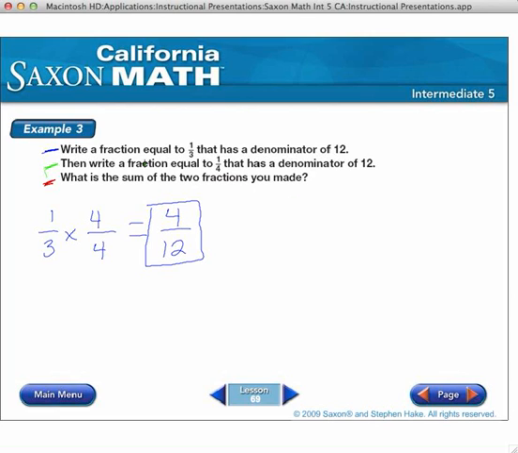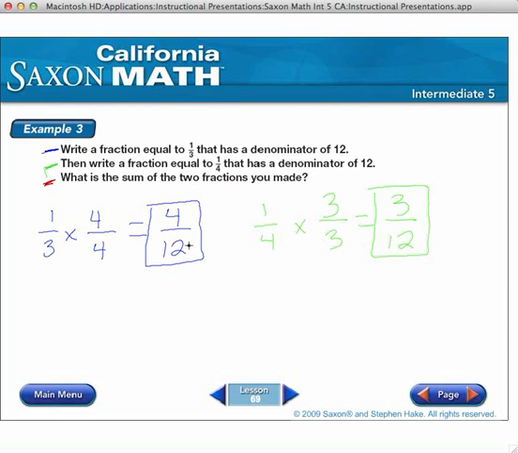Part 2, then write a fraction equal to 1/4 that has a denominator of 12. So 1/4 times something over something equals 12ths. Well, 4 times what equals 12? 4 times 3 equals 12. There's my denominator. I make this a fraction equivalent to 1, 3/3. I multiply the numerators. 1 times 3 equals 3. And 3/12 is the answer to part 2.